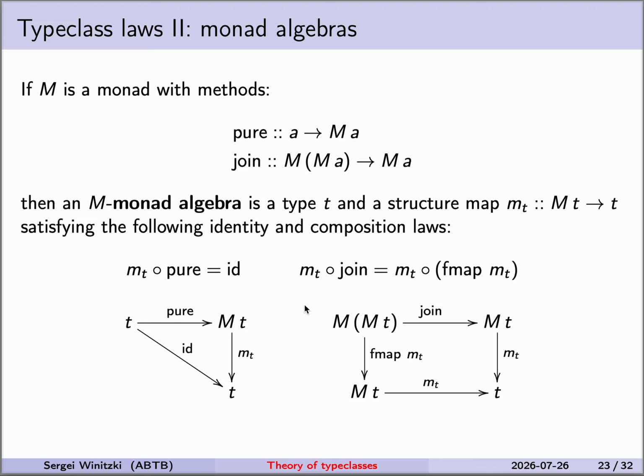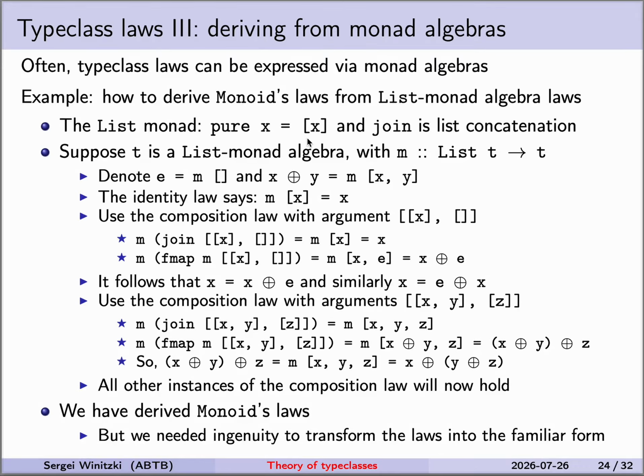So why is this law interesting? Because it turns out that these two laws can be used to enforce typeclass laws. And here I give an example in detail, which is the simplest kind of interesting, non-trivial example, with the monoid laws. Often typeclass laws can be expressed like this. In some cases it could be very difficult to find the monad that has the right properties, but I will talk about it a little later.